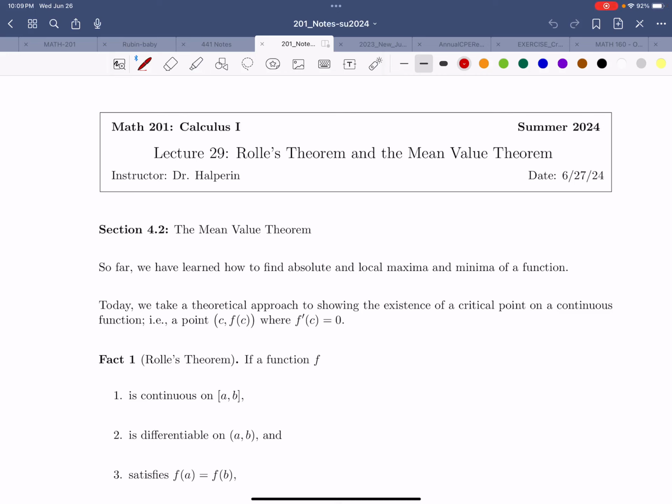Let's look at the next topic. We're on section 4.2, the mean value theorem. Now, even though the section's called the mean value theorem, we're going to first start with Rolle's theorem and then generalize it to the mean value theorem.